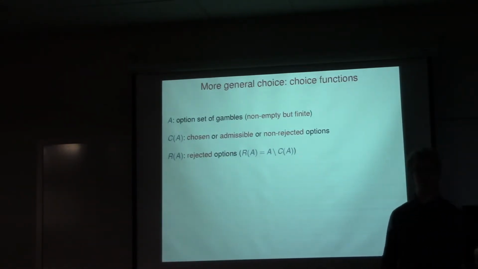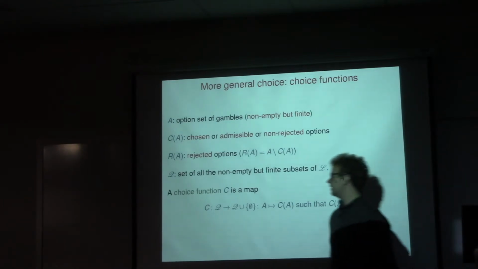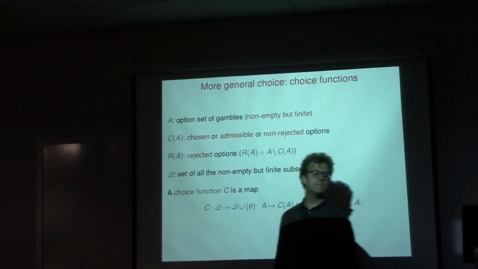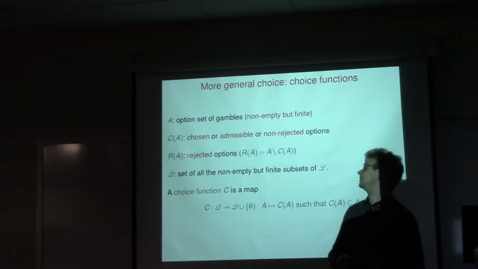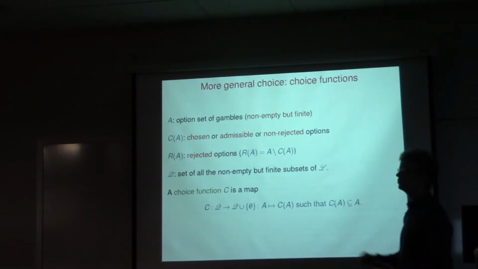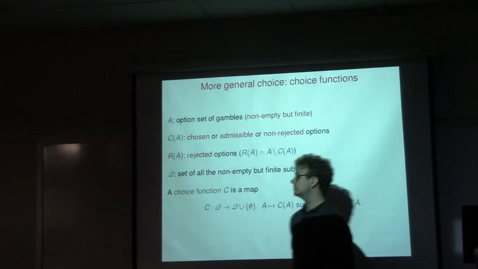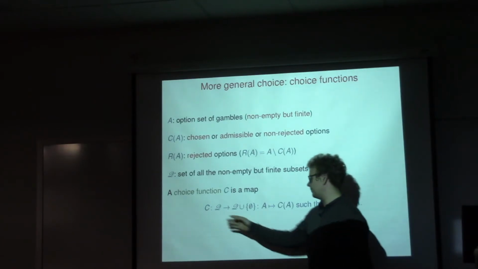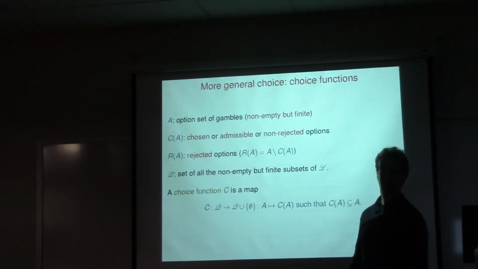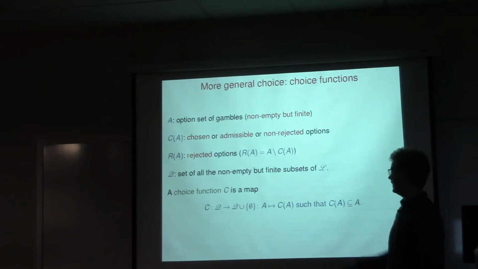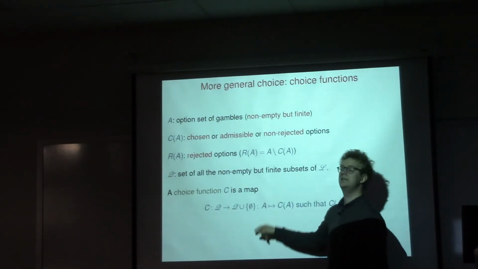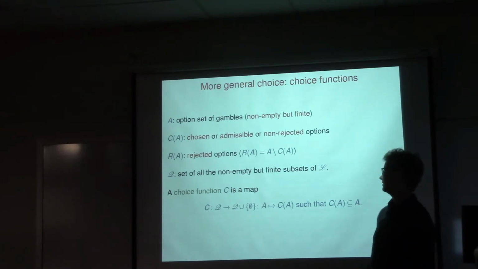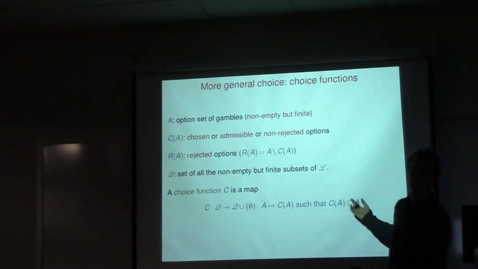In order to do this more formally, I define the set Q. This is the domain of my choice function, and it is the collection of all the non-empty but finite subsets of gambles. So it's a subset of the power set of gambles. And then a choice function is just any map from this domain to the set of gambles with the property that any menu is mapped to a subset of it. So any such map is a choice function, and then its conjugate, if you want, is a rejection function. The rejection function is the same map, but with the same property.